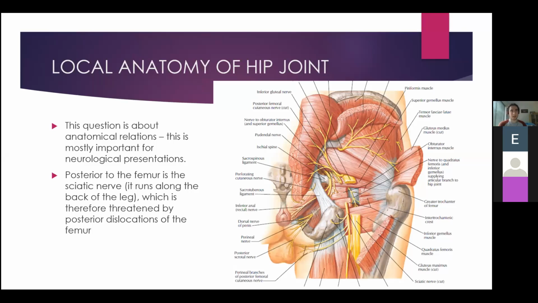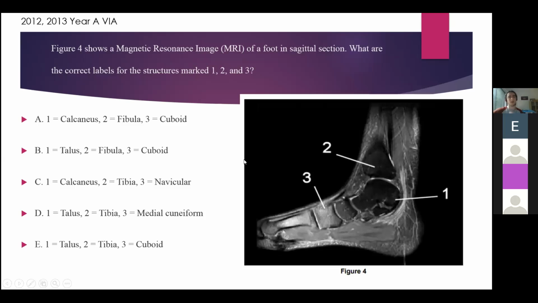If you have, for example, in your abdomen, if you get like a duodenal ulcer, then you can get damage to the duodenal artery. So learn the anatomy around the structures as well, is basically what I'm saying. All right, MRI.